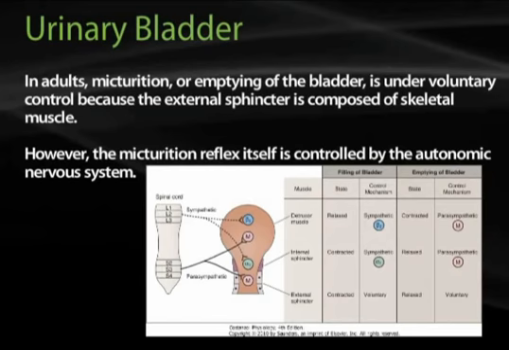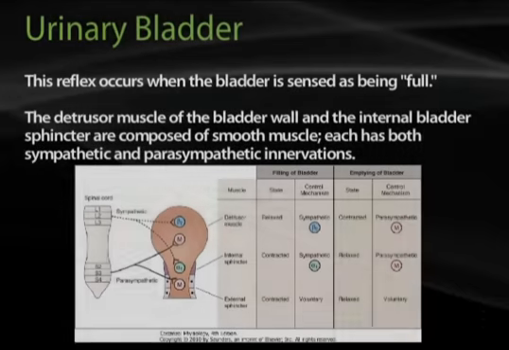In adults, micturition or emptying of the bladder is under voluntary control because the external sphincter is composed of skeletal muscle. However, the micturition reflex itself is controlled by the autonomic nervous system. This reflex occurs when the bladder is sensed as being "full." The detrusor muscle of the bladder wall and the internal bladder sphincter are composed of smooth muscle. Each has both sympathetic and parasympathetic innervations.